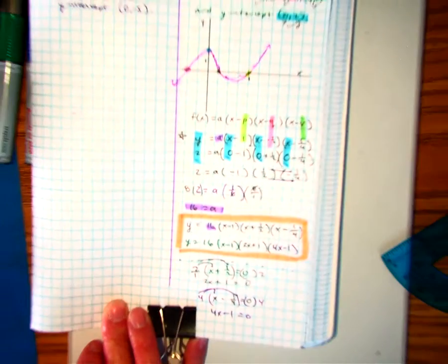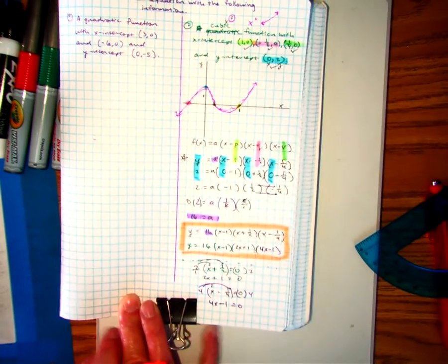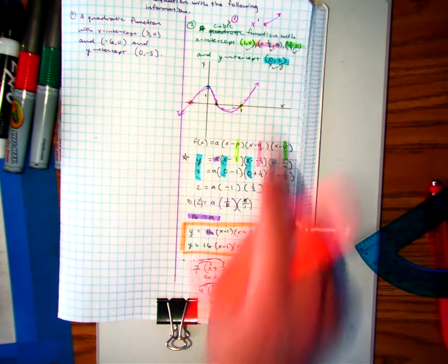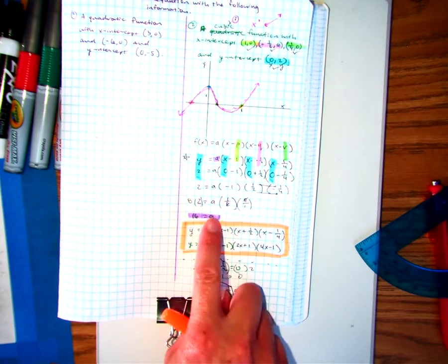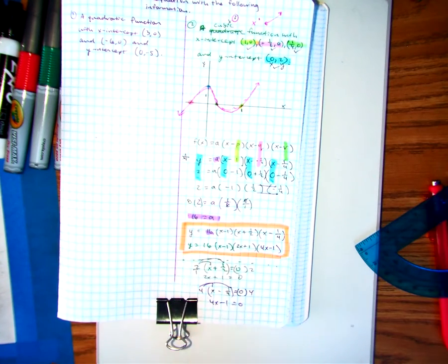So to review, take your x-intercepts, substitute those in, put in your y-intercept, solve for a, put it back in, and then if you have no fractions, that looks better.